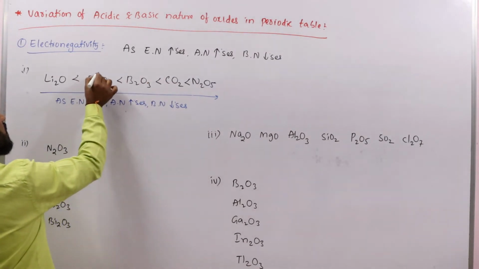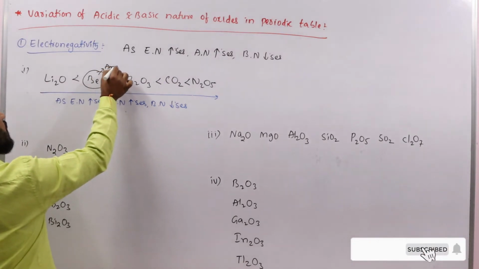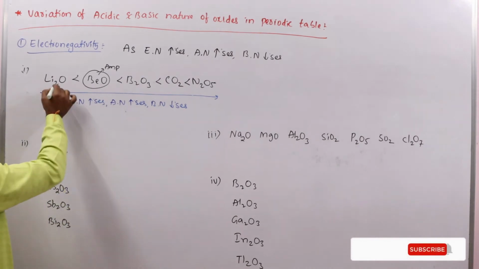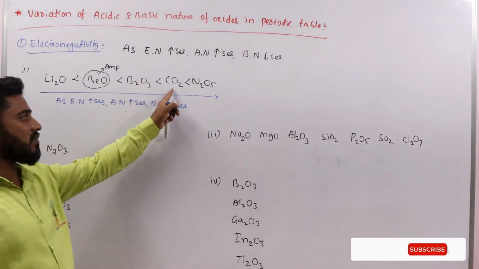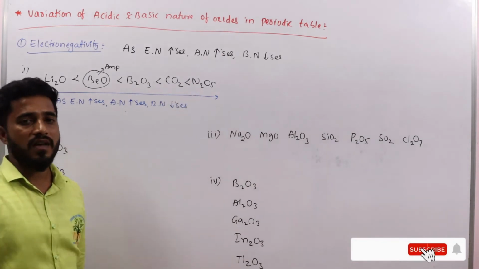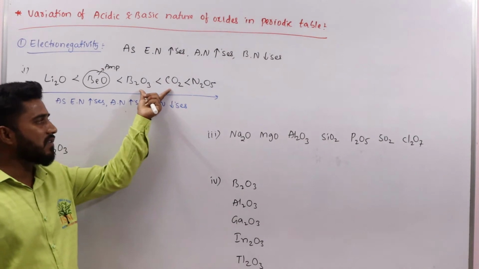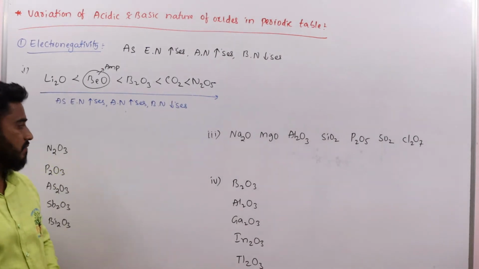We already know that beryllium oxide is amphoteric and lithium oxide is a basic oxide. The remaining ones are acidic oxides. But among these three acidic oxides, N2O5 has the most acidic nature.